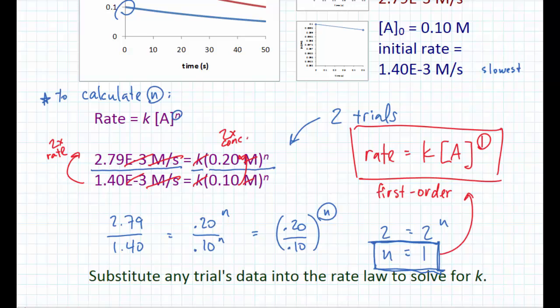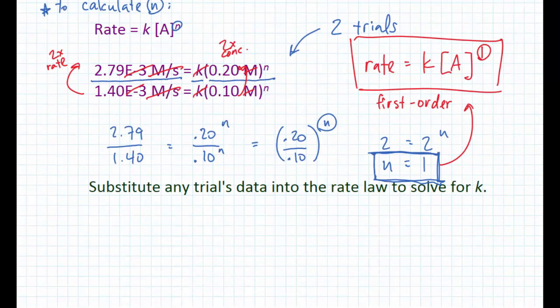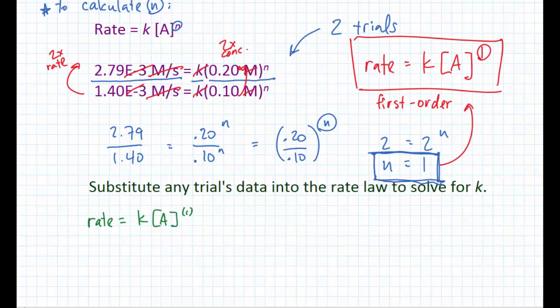What we can also do is use any trial's data, substitute that into the rate law, and we can get the rate constant, K. Let's just pick one of them. Here, let's rewrite our rate law. Rate equals rate constant times concentration to the first power. Let's pick any one. Let's just pick the small one. The rate, or that initial rate, 1.40 times 10 to the minus 3. But we could have picked any of them. But let's keep these units. K.